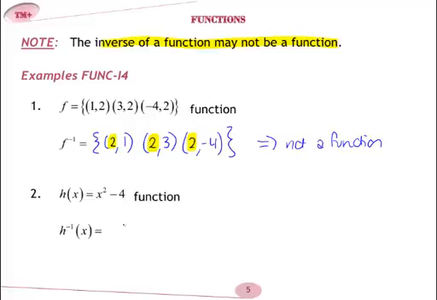Okay, and we just did this one in the previous example, and we got h to the negative 1 of x is plus or minus the square root of x plus 4. Again, that's not a function because we have this plus or minus here. So every x value is actually creating two dependent variables. Each independent variable is creating two dependent variables, the plus and the minus of it. So that's not a function either.